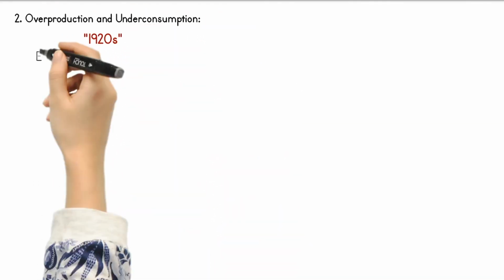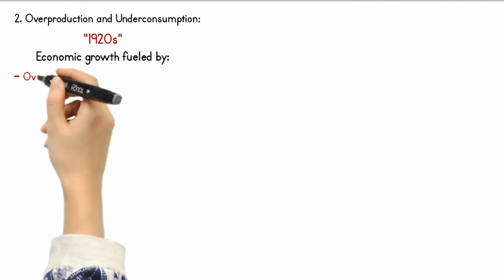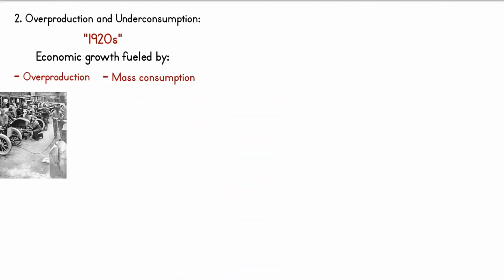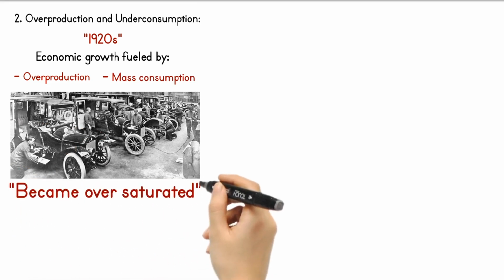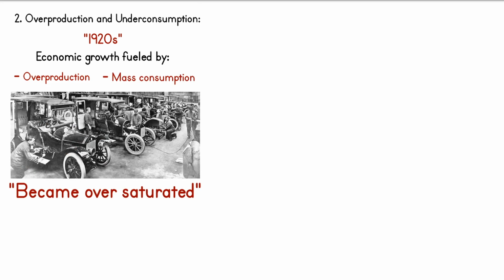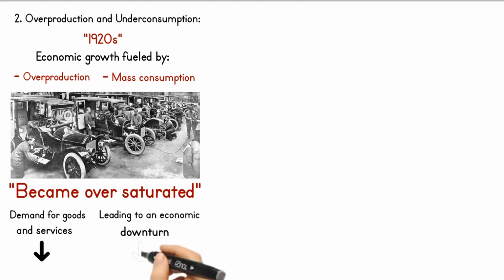Overproduction and overconsumption. The 1920s saw a period of economic growth fueled by overproduction and mass consumption. An example of this is the automobile industry, which became oversaturated and saw a major downturn during this time. However, by the end of the decade, demand for goods and services began to decline, leading to an economic downturn.